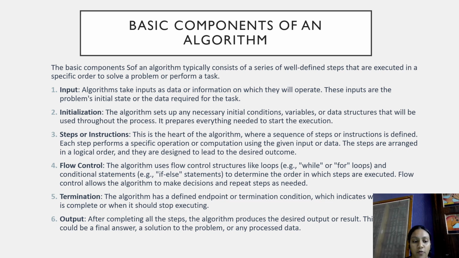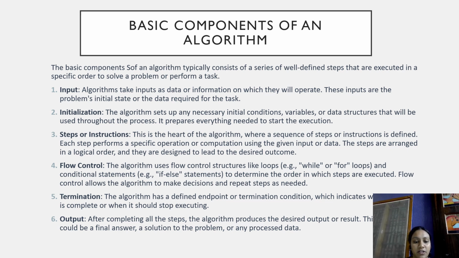Flow control is the fourth step, where the algorithm uses flow control structures like loops, such as while loop and for loop, or conditional statements like if-else statements to determine the order in which the steps are executed. Flow control allows the algorithm to make decisions and repeat steps as needed.